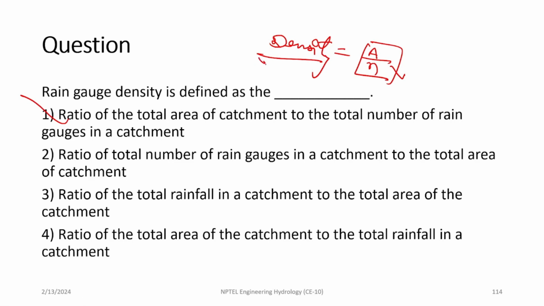For the international scale, WMO, that is the World Meteorological Organization, has already given their recommended values for different topographical areas. Likewise, for Indian conditions also we have the data.